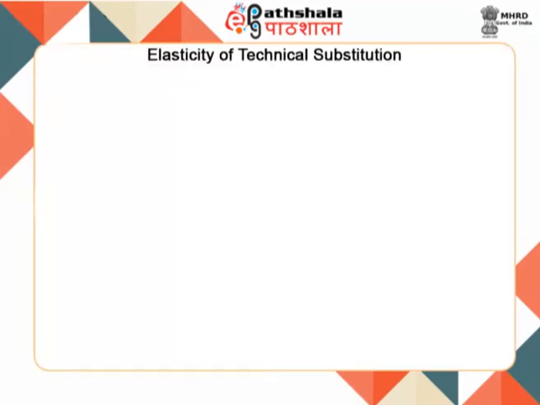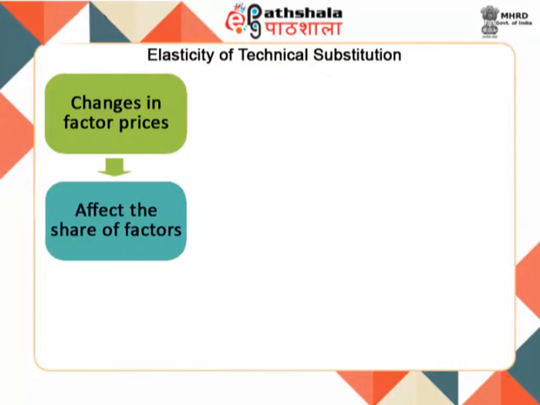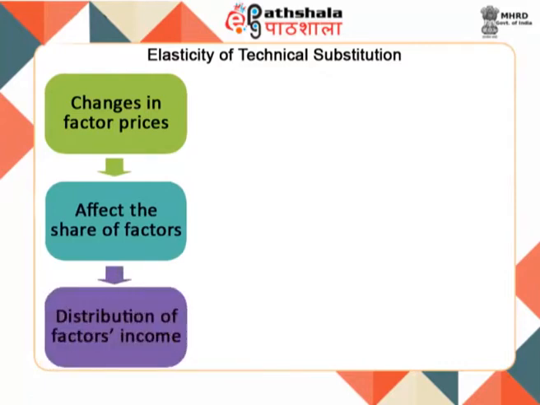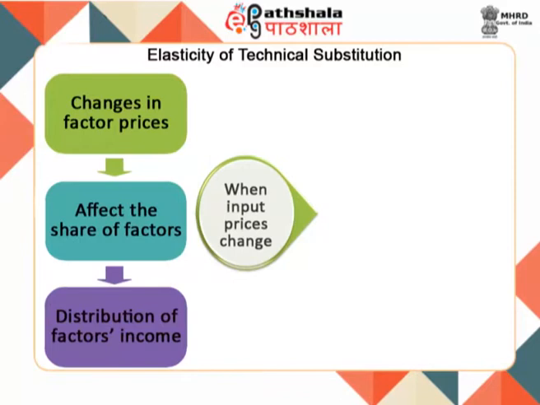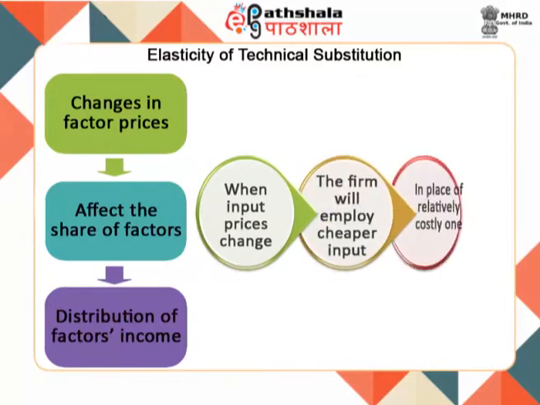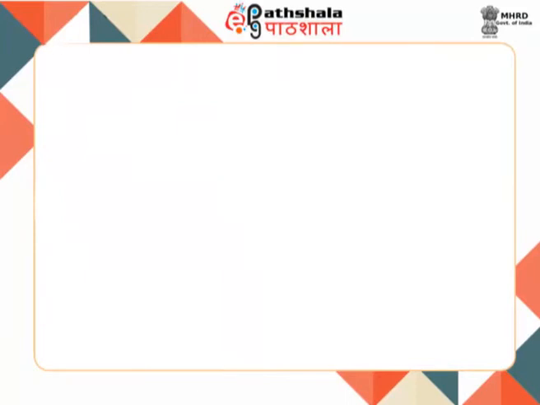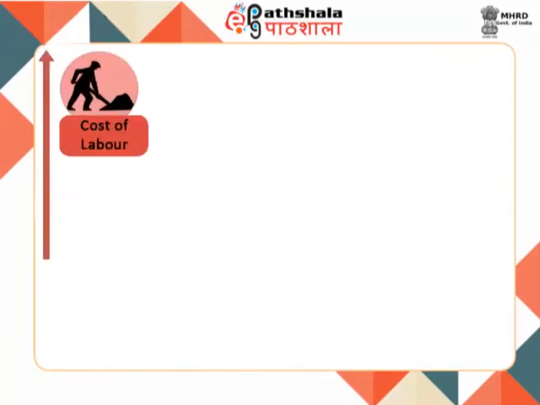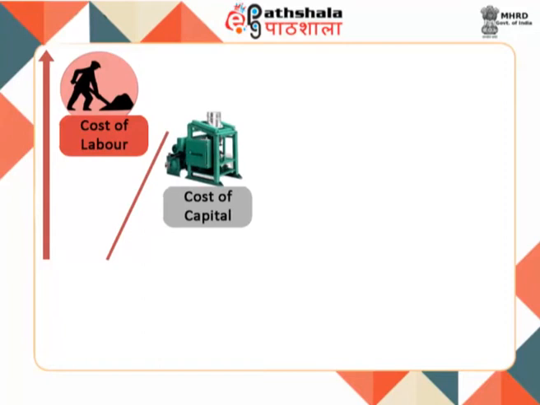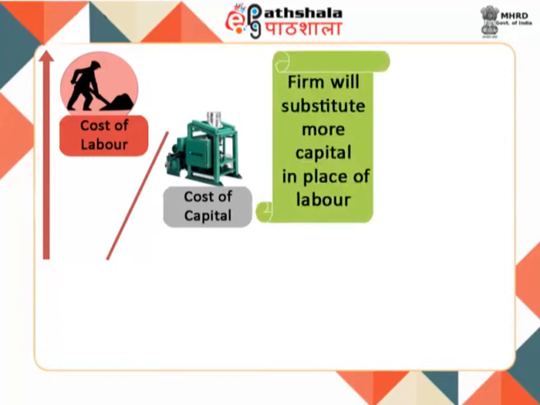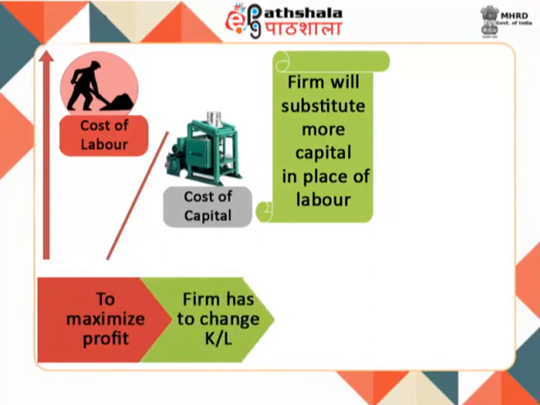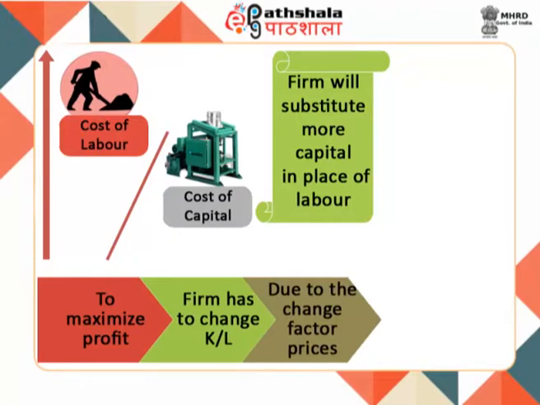We all know that the changes in factor prices affect the share of factors and distribution of factor income. When input prices change, the firm will employ the cheaper input in place of the relatively costly one. For example, if the cost of labor increases relative to the cost of capital, the firm will substitute more capital in place of labor. This happens due to profit maximization of the firm. In order to maximize profit, the firm has to change the ratio of capital to labor due to the changed factor prices. This results in change in the relative shares of the factors.